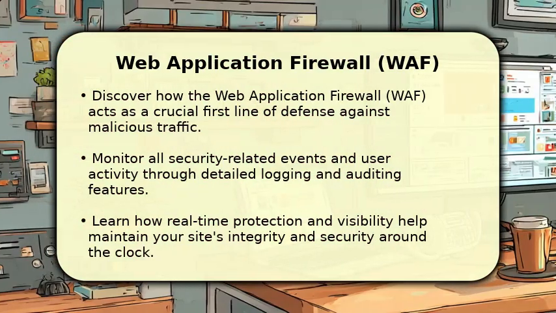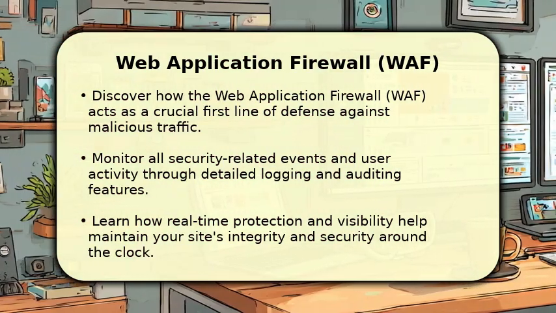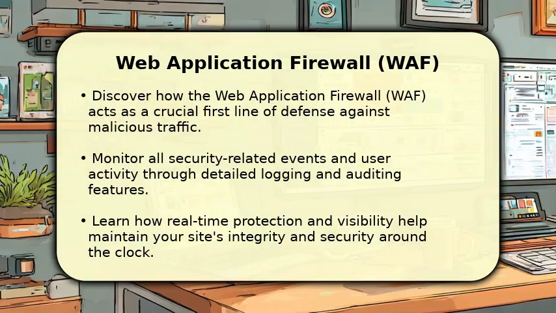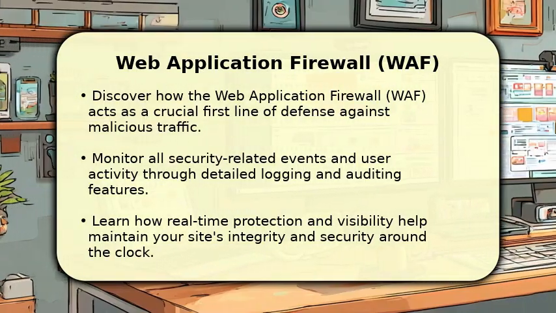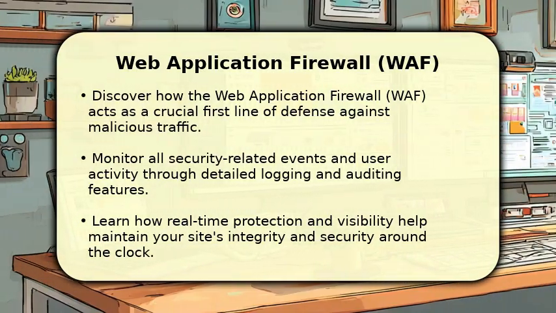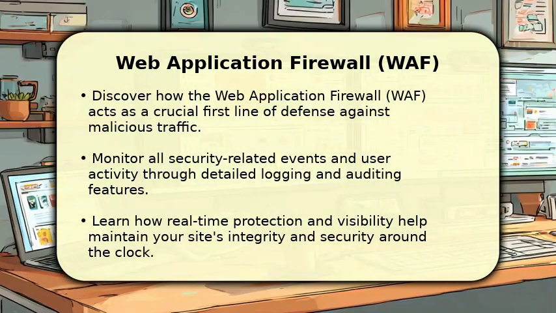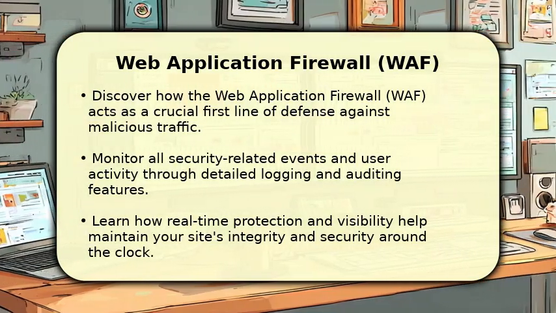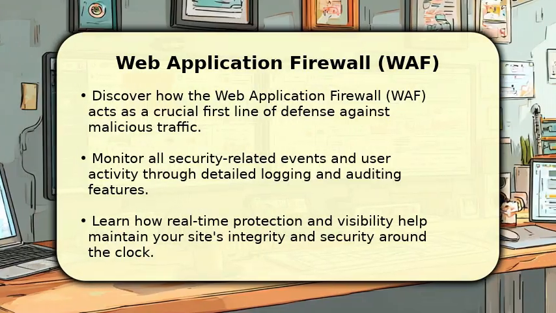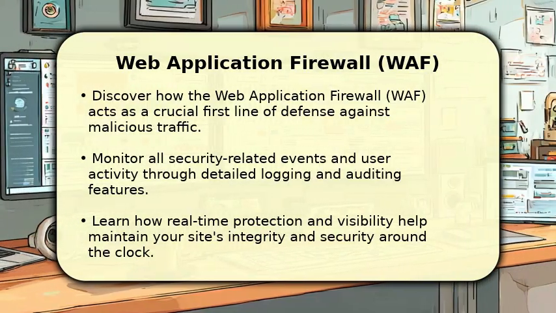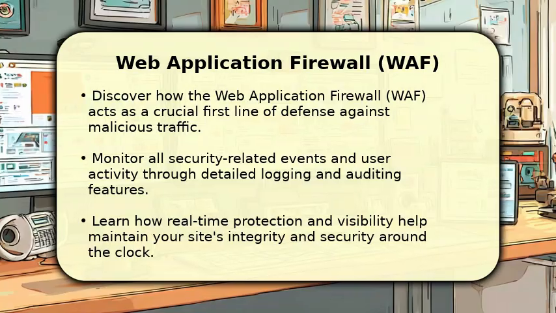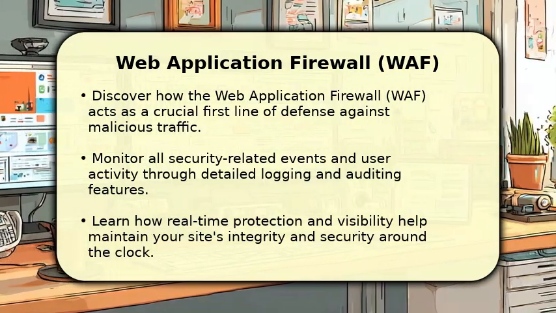The Web Application Firewall, or WAF, is a crucial layer of defense, filtering malicious traffic before it even reaches your site. It blocks common attacks such as SQL injection and cross-site scripting in real time. Furthermore, the activity logging provides detailed records of all security-related events, including login attempts and file changes.